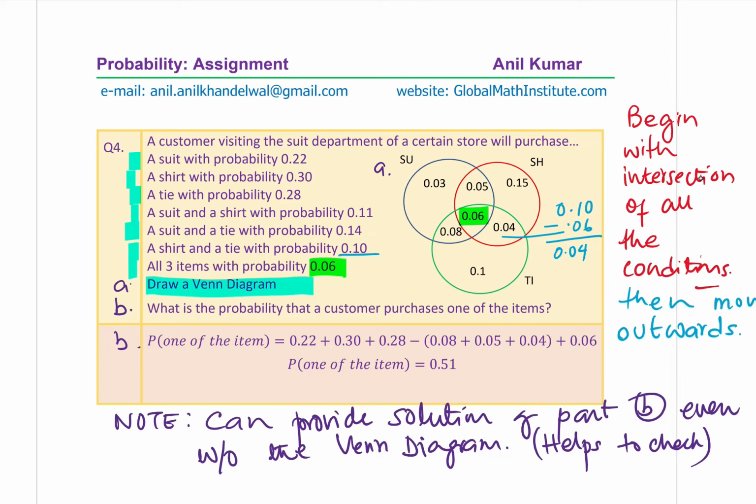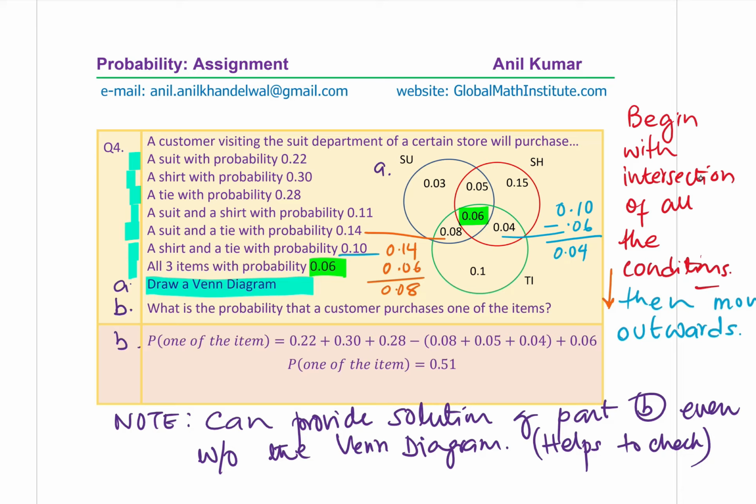So the next one will be suit and a tie. So when it comes to suit and a tie, so we're looking into this portion, right? So definitely, again, what will you do? You will take away from 0.14 the intersection of all three, which is 0.06, to get the value of 0.08. Does that make sense to you? So that is how you have to go outwards from inside. So once you do that, you have your solution right there as shown here. Perfect. So that is how you're going to sketch the Venn diagram.